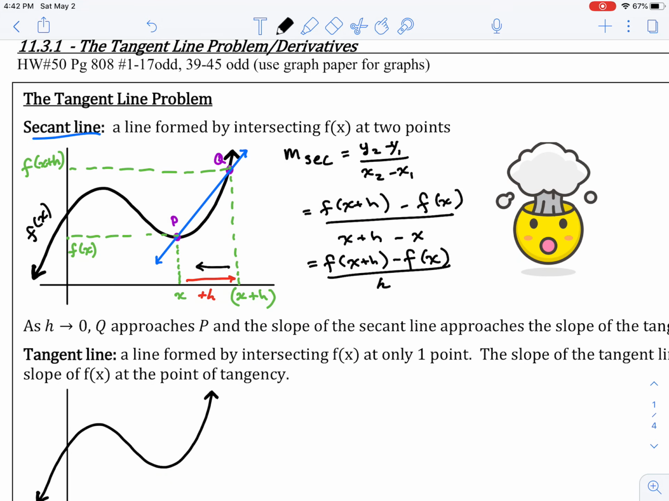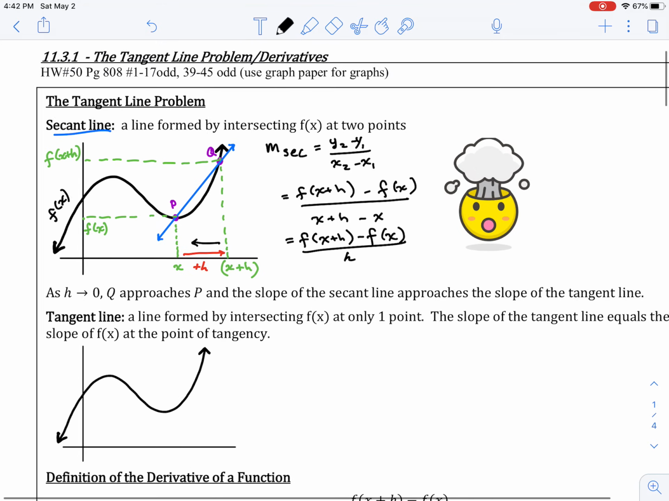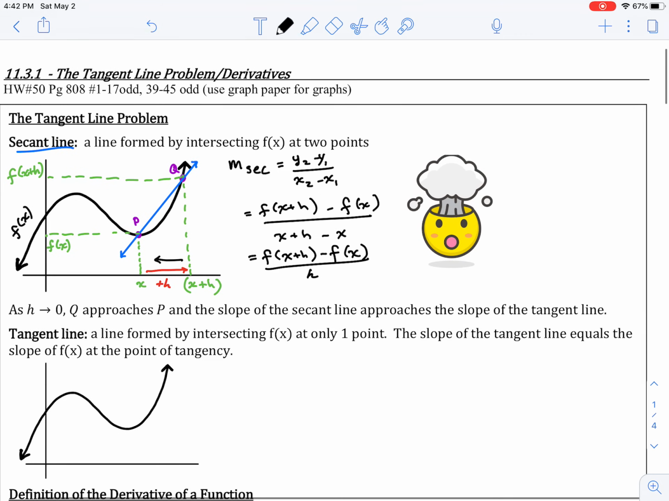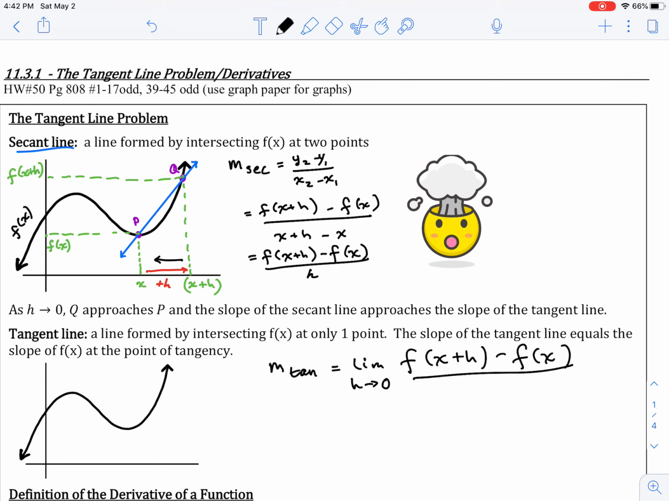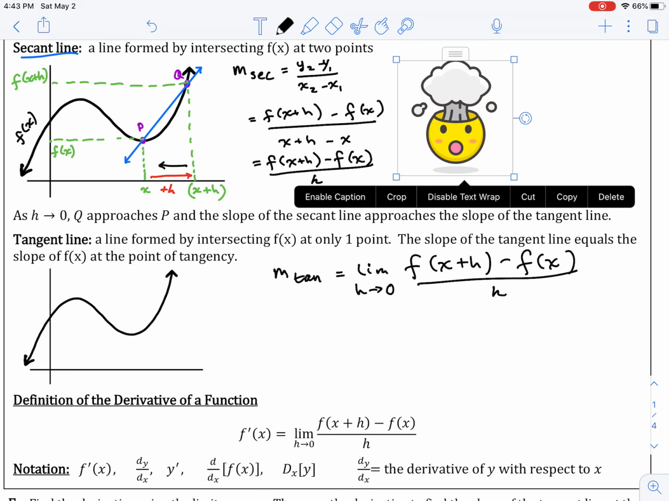And again, what's a tangent line? A tangent line is a line formed by intersecting f of x at just one point. The slope of the tangent line equals the slope of f of x at the point of tangency. In other words, the slope of our tangent line is the limit, and let me just write that out here, the limit of our difference quotient as h approaches 0. And in calculus, we have a special name for this. This is called the derivative.